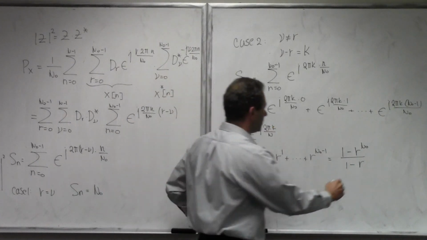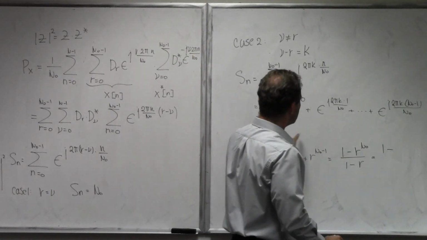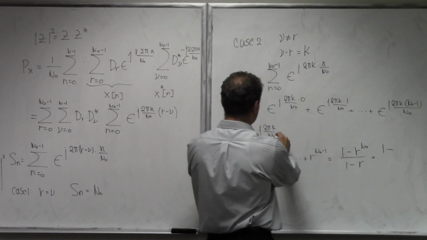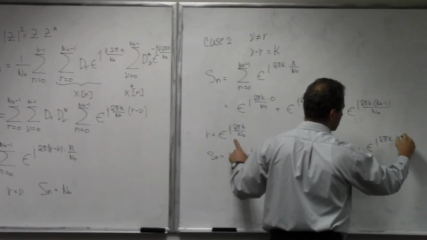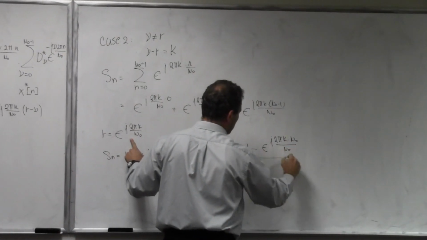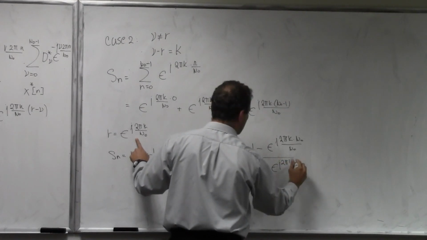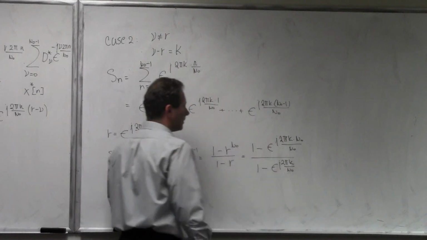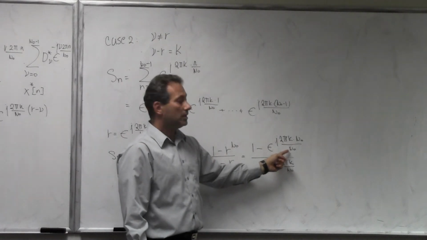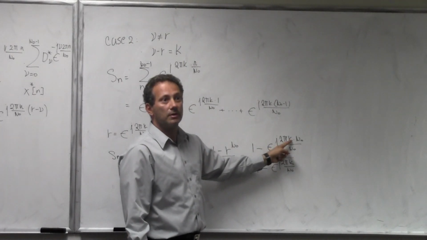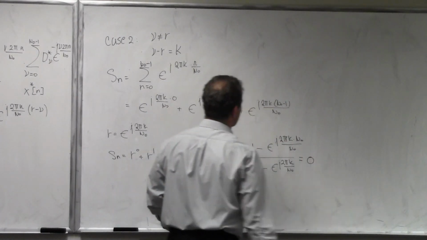So let's substitute that in here. This becomes 1 minus r to the n0, where r is this. So this becomes 1 minus e to the j 2 pi k times n0 over n0, divided by 1 minus e to the j 2 pi k over n0. Beautiful. So what is this? N0 and n0 cancel. E to the j 2 pi times an integer is 1. So what is the value of this? 0. Beautiful.